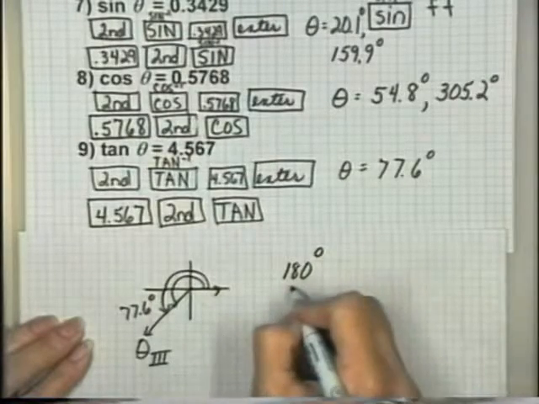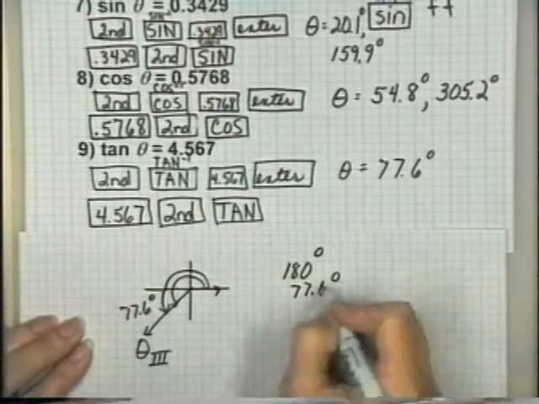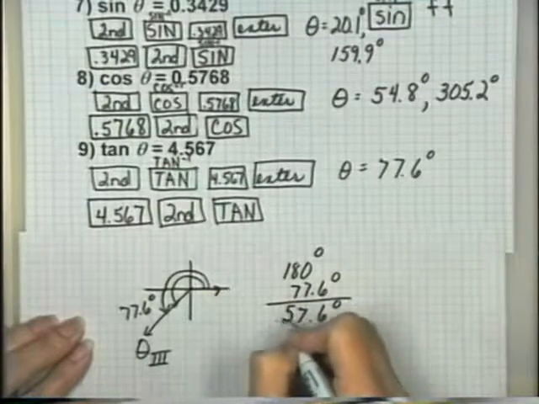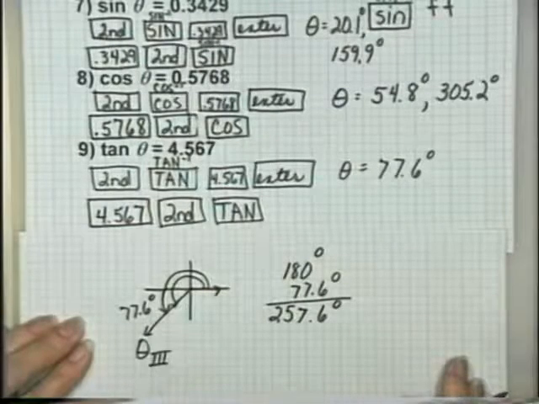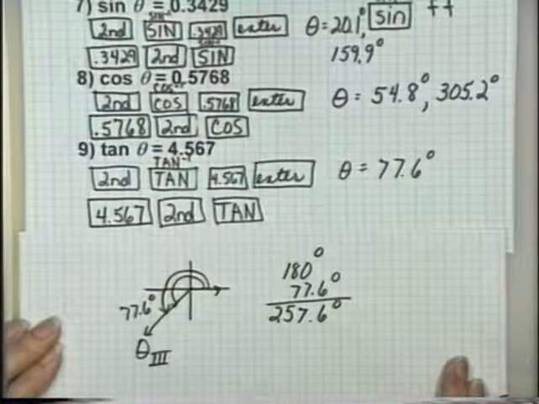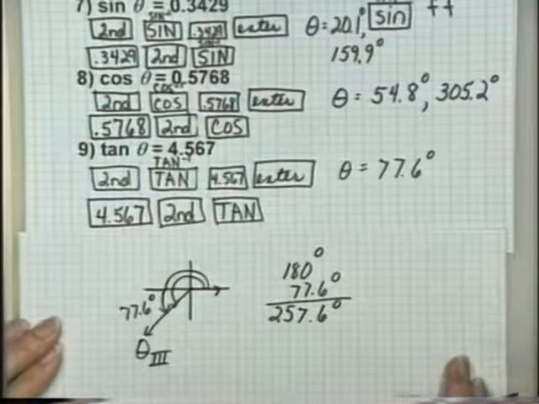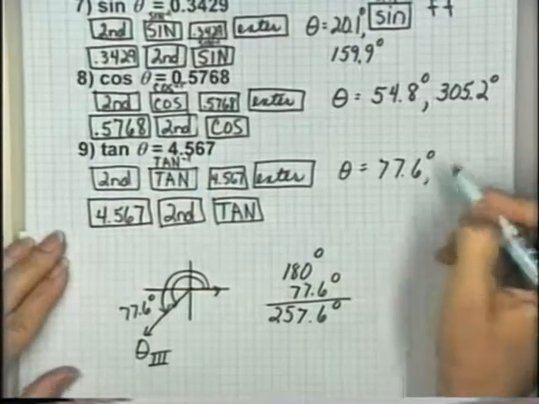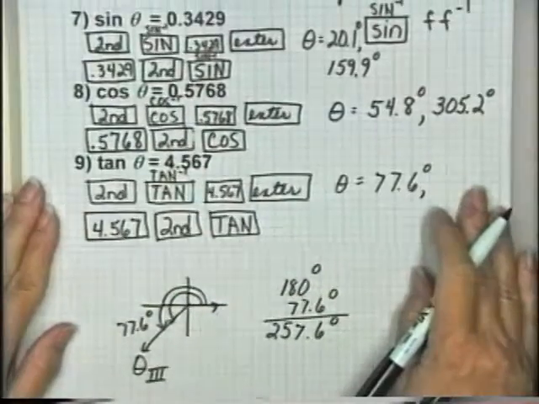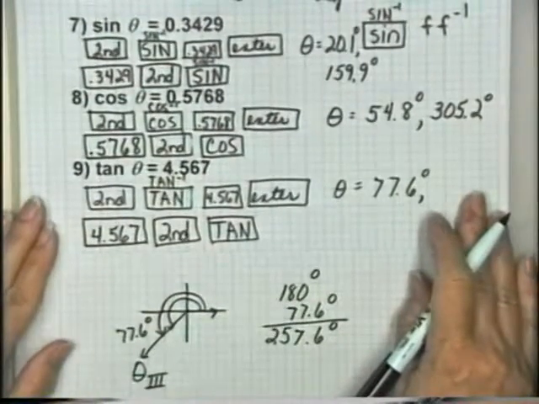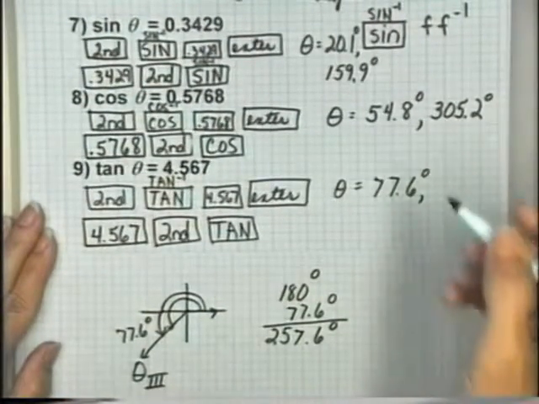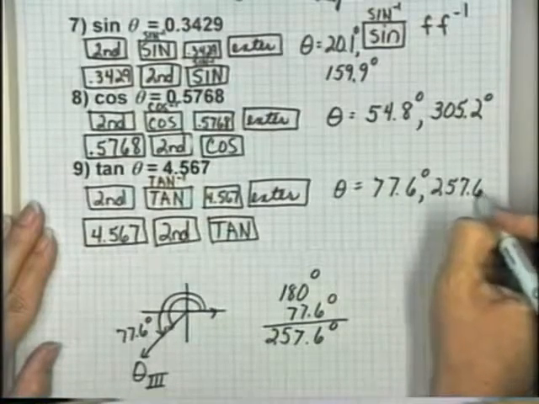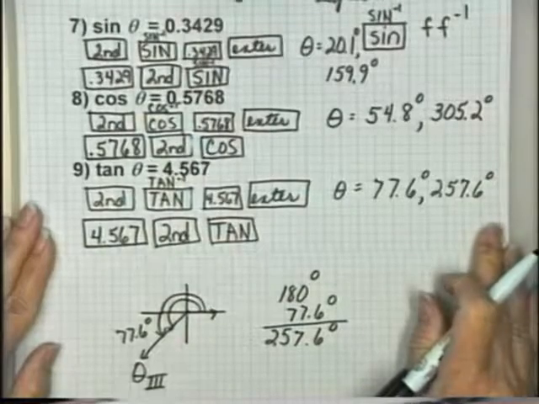So to find the third quadrant angle, we will add 77 6/10 to 180 degrees, and we get 257 6/10 degrees. So the other angle that has a tangent that's equal to 4.567 is 257.6 degrees.